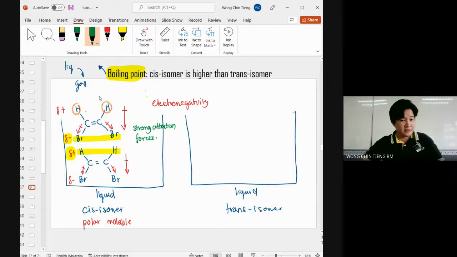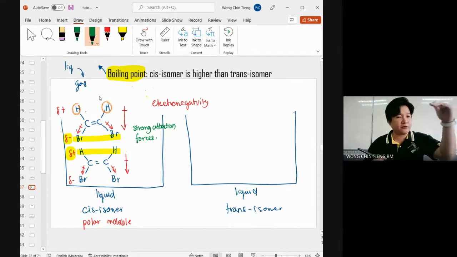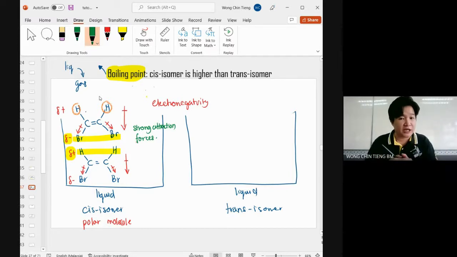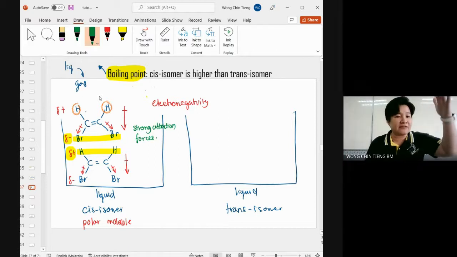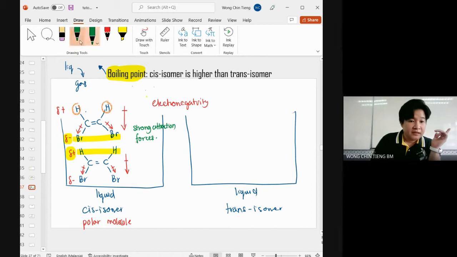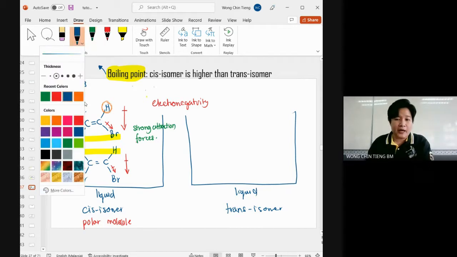Okay. It's a polar molecule. Why is it a polar molecule? Because we have partially positive and negative. Why do we have partially positive and negative? Because it's a cis isomer where the electronegativity difference is on one side. Br duduk bahagian yang sama, hydrogen duduk bahagian yang sama. Okay, setuju? Kalau setuju yang ni, kita bergerak pula kepada trans.